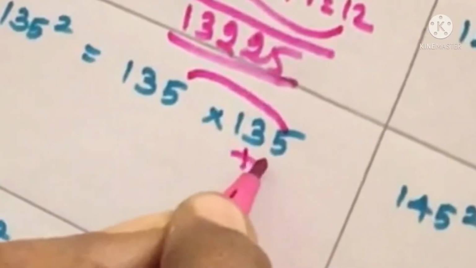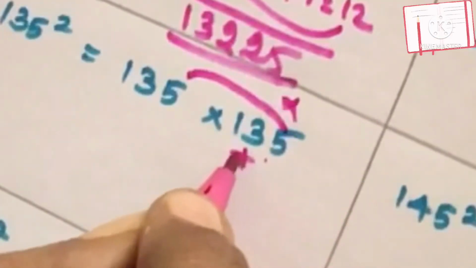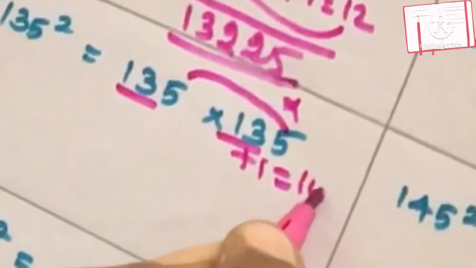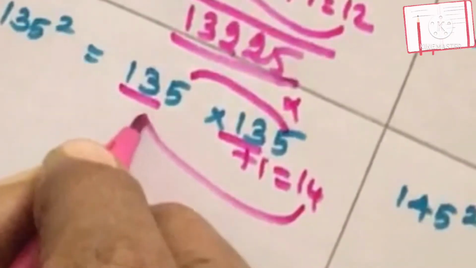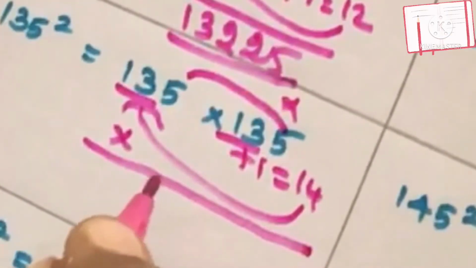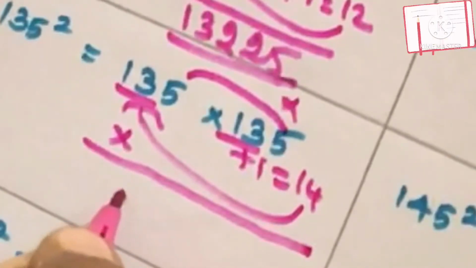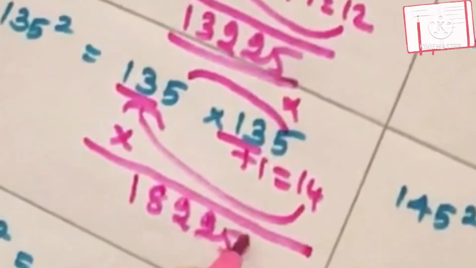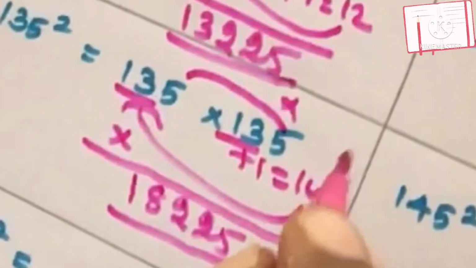Next we are going to see the square of 135. The same procedure is followed here. The ones digits on your right and left are multiplied, which gives you 25. Next, the tens and hundreds digits together are taken as 13 on both your right and left, so the 13 on your right hand side is added with 1, which gives you 14, and that is multiplied with the 13 on your left hand side, which gives you 18225, the final answer.